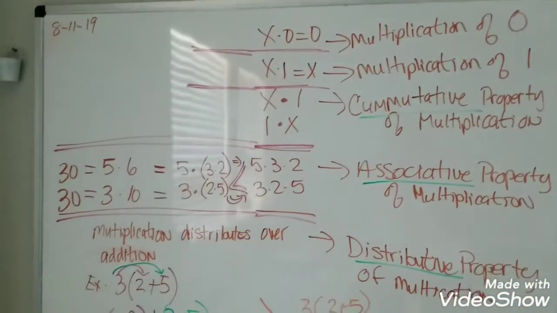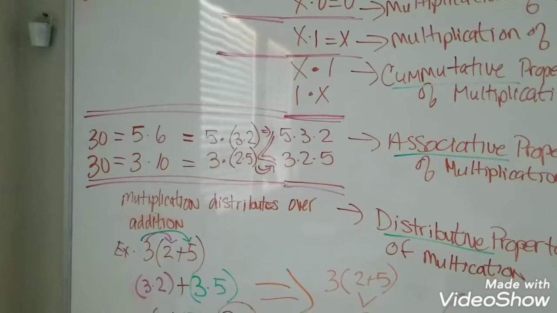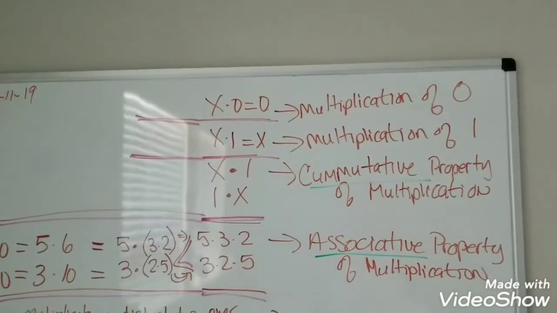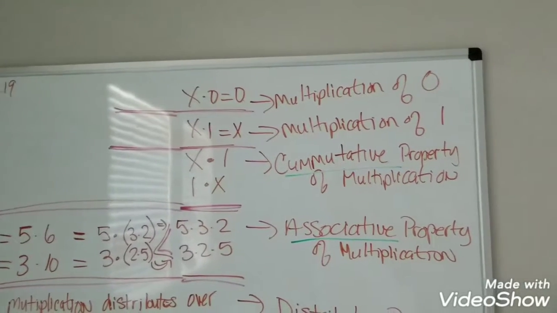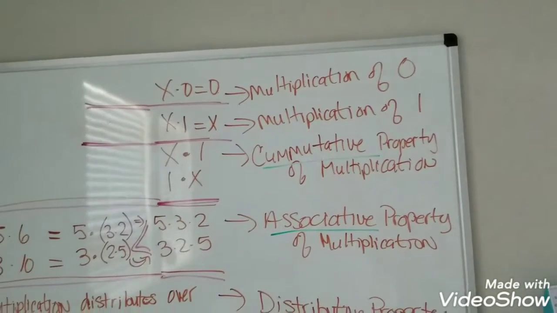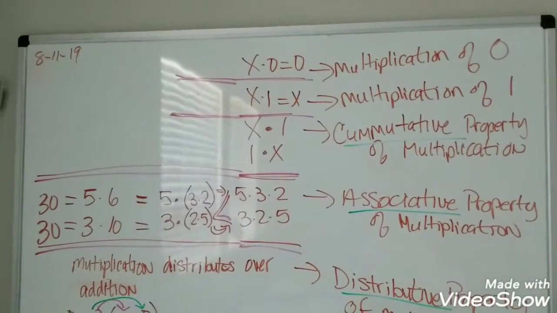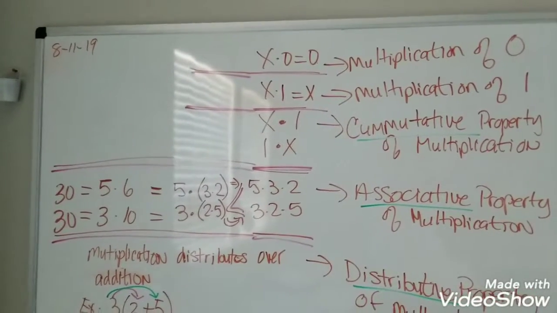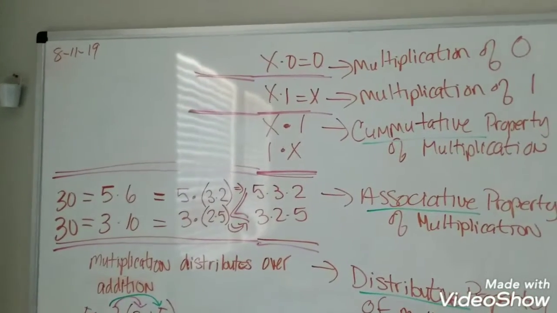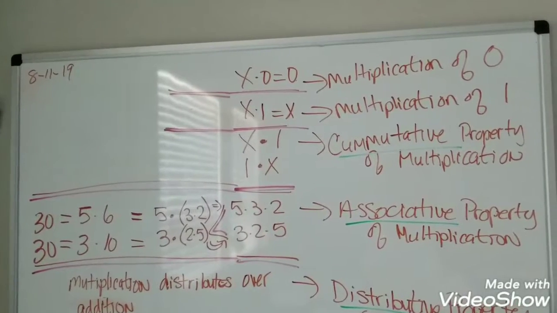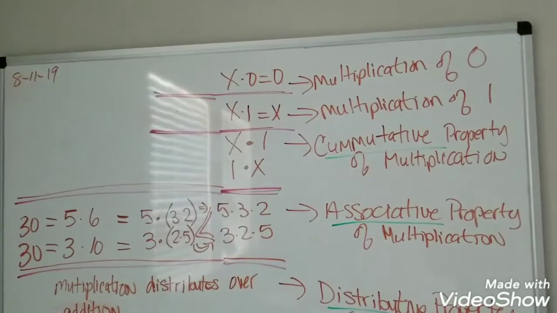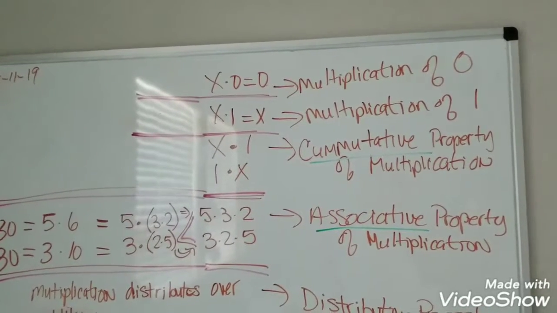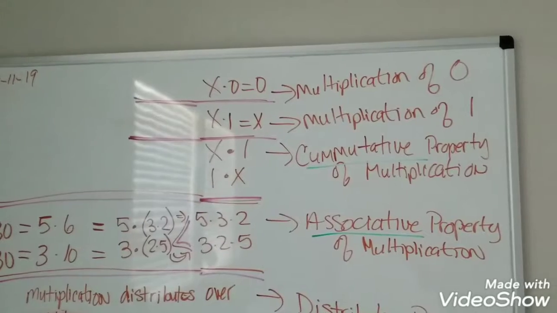We did a review on using properties of multiplication. On top, we talked about the multiplication of 0. You're writing all of this in your notebook right now, right? Okay, great. So we talked about the multiplication property of 0, which you said anytime you multiply a number by 0, it's always going to be 0. Whenever you multiply a number by 1, it's always going to be that number. And that's called the multiplication property of 1.